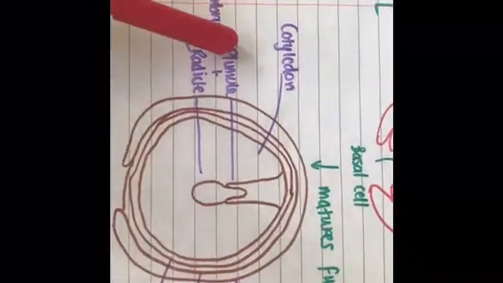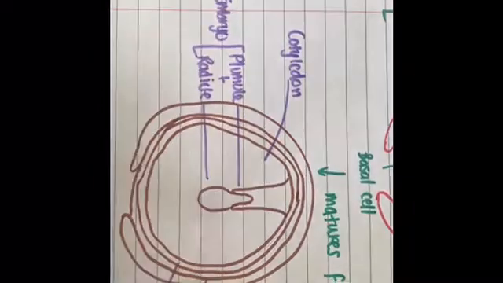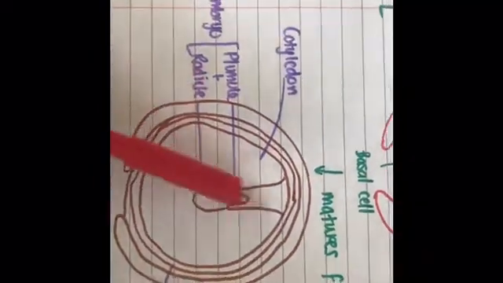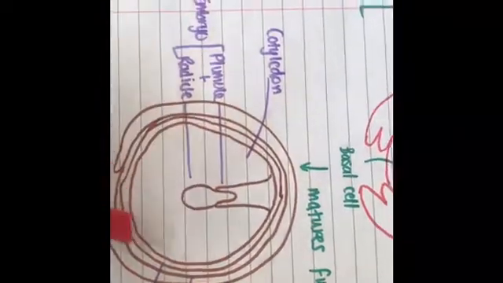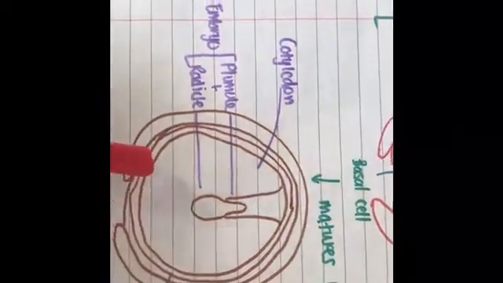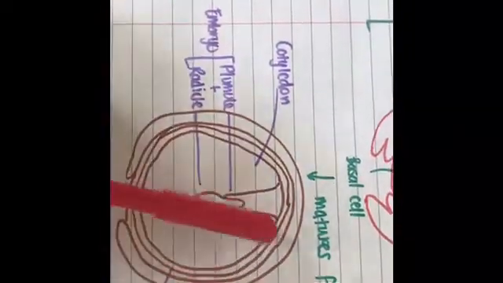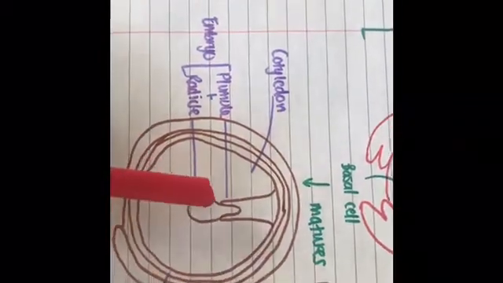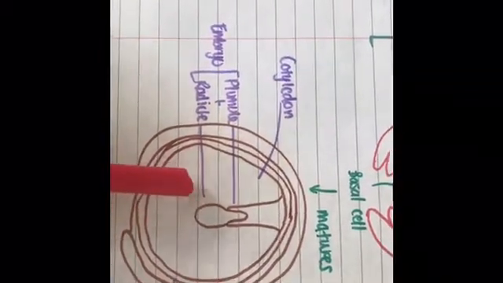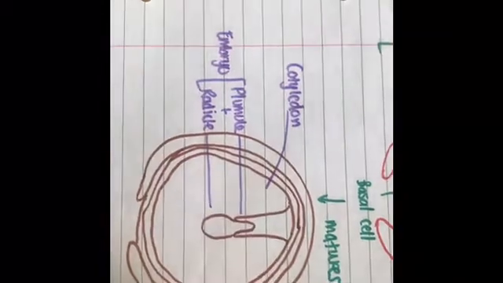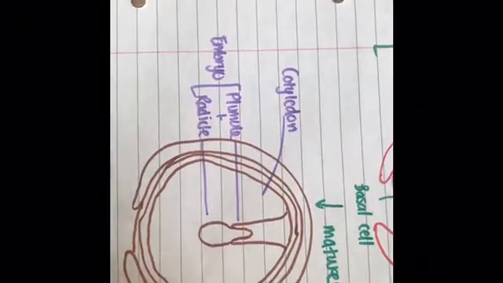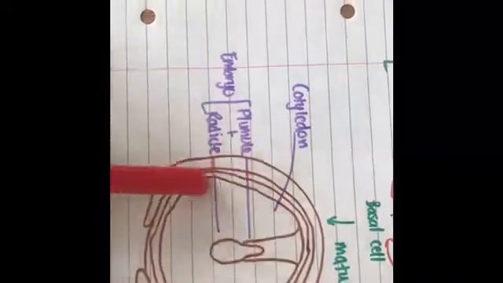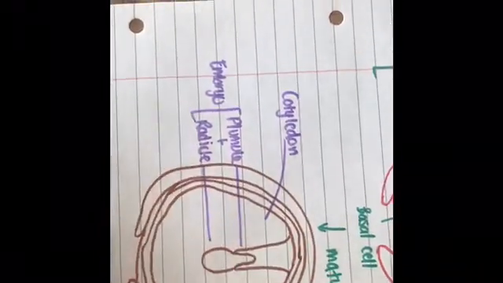Plumule again is going to be the shoot system. Radicle is going to be the root system. And this giant thing here, that is the cotyledon or cotyledons, the two of them. What happens here is the cotyledon absorbs the food storage that came from the endosperm and the nucellus. So we see the endosperm and the nucellus becoming a lot smaller and the cotyledon becoming a lot bigger.